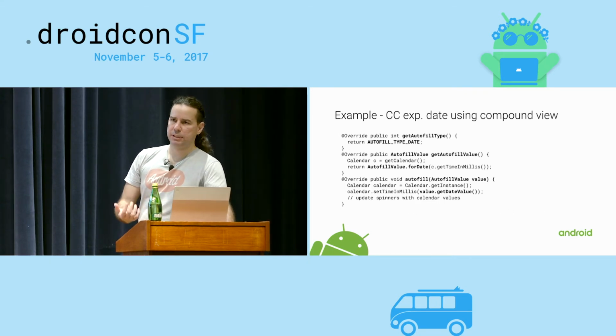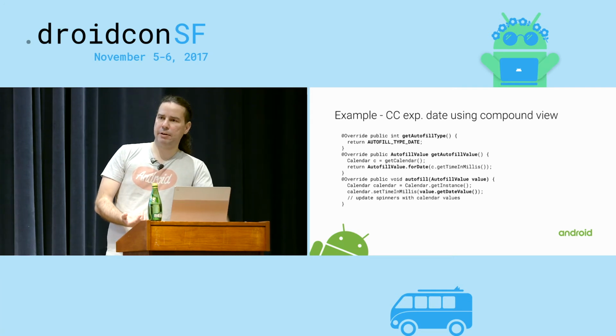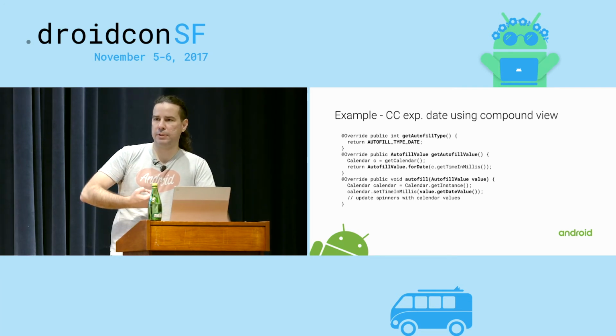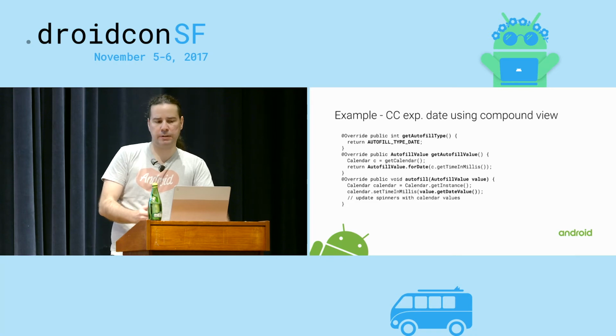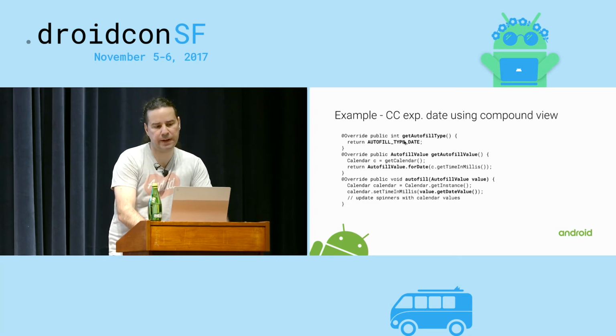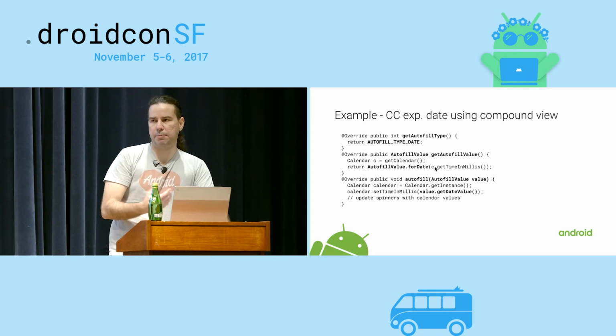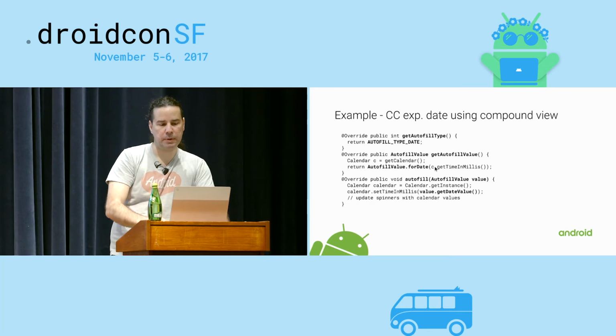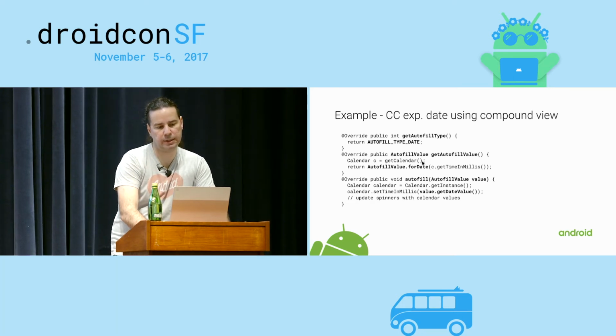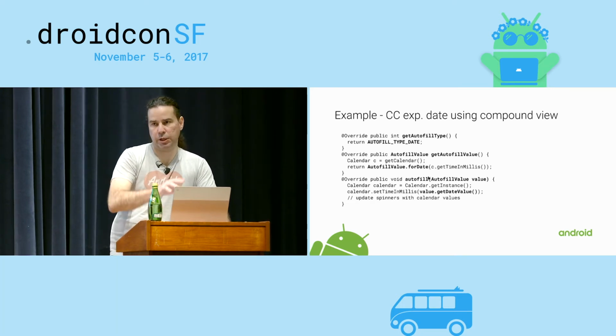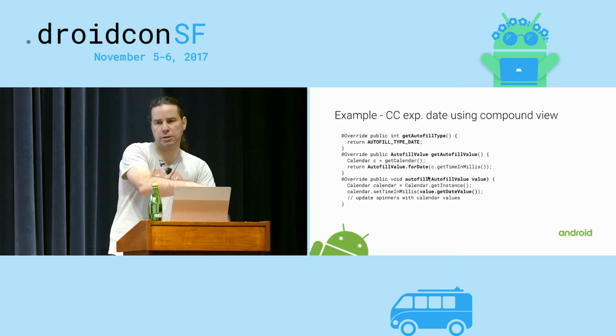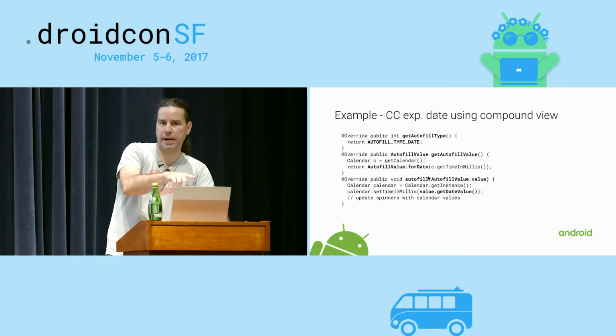I also need to tell the system what the metadata is, what kind of autofill type this view represents, and how to autofill it. In this case, my autofill type is a date, and I have a factory for date. I'm going to be keeping an internal calendar on my activity, and then I'll get the date from that calendar. When the user changes the spinner, I omitted this code, but when the spinner is changed, we update the calendar as well.